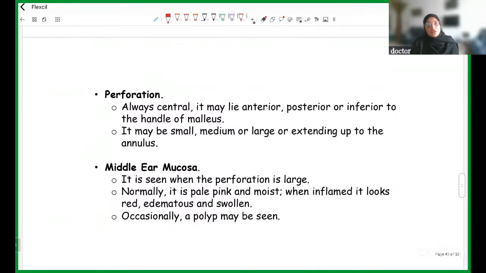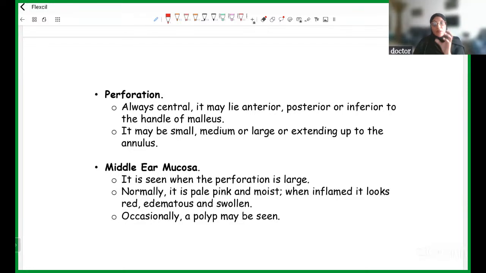Third point is perforation. So the first clinical feature is ear discharge. It can be mucoid, mucopurulent, constant, or intermittent. Hearing loss, we all know, is a conductive type, but if the patient's cochlea gets damaged in long-standing cases where they don't approach for treatment, they will have sensorineural and conductive hearing loss. Coming to perforation, it is always central. It can lie anterior, posterior, or inferior, but it is usually central. It can be small, medium, or large, just like we saw in the diagram.